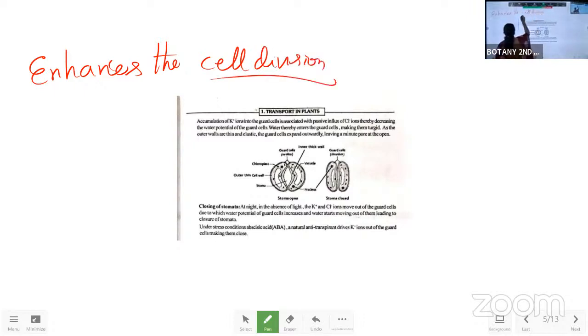In some plants, it increases the cell division at the nodal regions so that the leaf promotion and the bud promotion will be more, as well as the cells will be more at the nodal region, so that the length of the stem will be increased a lot. These are the ones what we can say for the gibberellins.